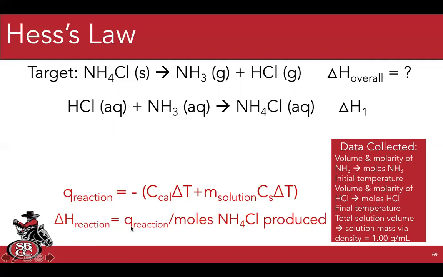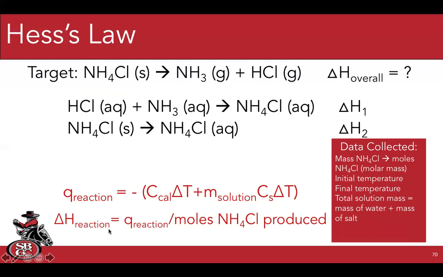The delta H of reaction then is the Q of the reaction divided by the moles produced of ammonium chloride. Just use the moles produced. It's all 1 to 1 to 1 here, so it really doesn't matter. Use this and you can get delta H1. We're going to do 2 of these latter reactions, and the second one is going to be the dissolving of ammonium chloride solid in solution to make aqueous ammonium chloride. And so we're going to be measuring the mass. In this case, the mass of the solution is going to be the mass of the salt and whatever water that we put in. We're going to have an initial and final temperature.